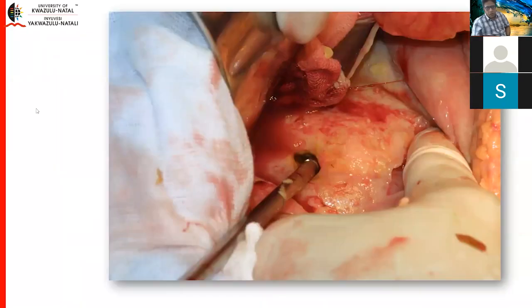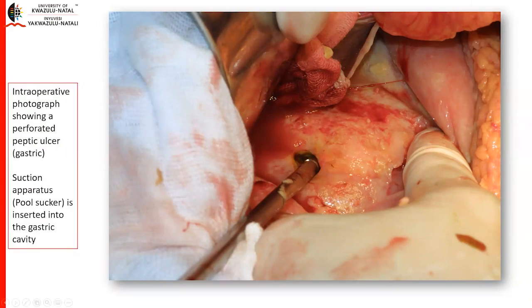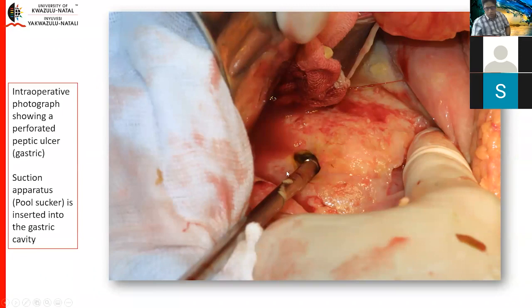Okay, this is a picture that I'd showed you previously. This is an intraoperative picture of a perforated gastric ulcer. The fibrinopurulent peritonitis is clearly visible. Had lots of contamination because of chemical peritonitis from all the leaked gastric acid.